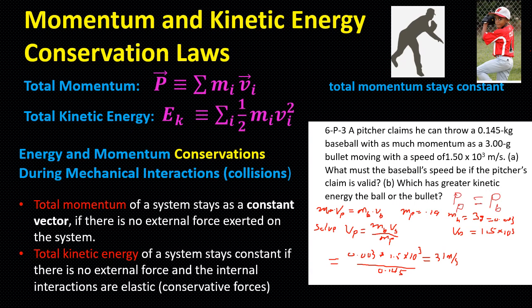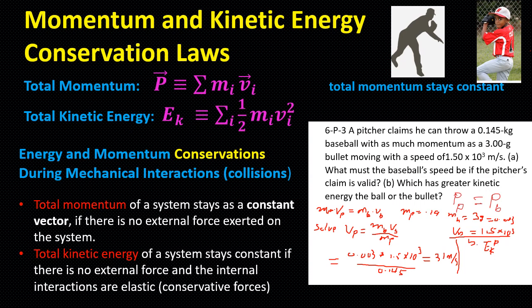Now the second question, part B: which has greater kinetic energy, the ball or the bullet? You would say they have the same momentum, and momentum is conserved, but they may not have the same kinetic energy. So kinetic energy is one half m v squared. Let's start with the kinetic energy of the pitcher's ball.